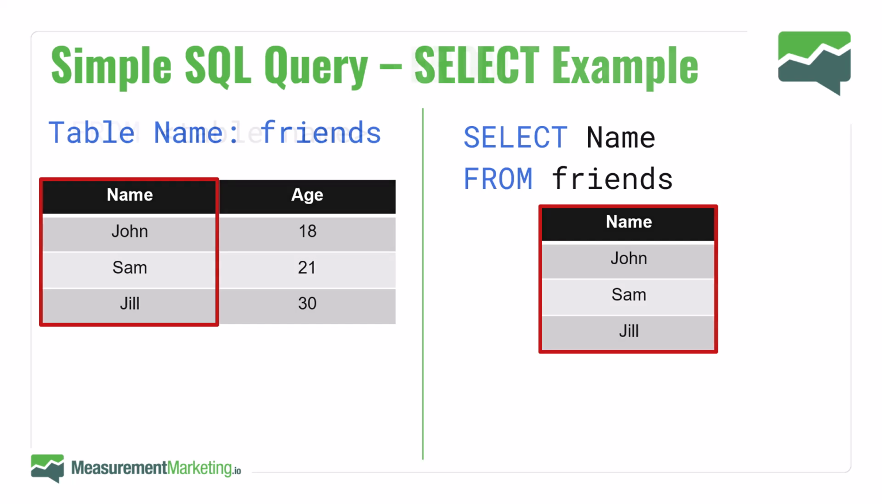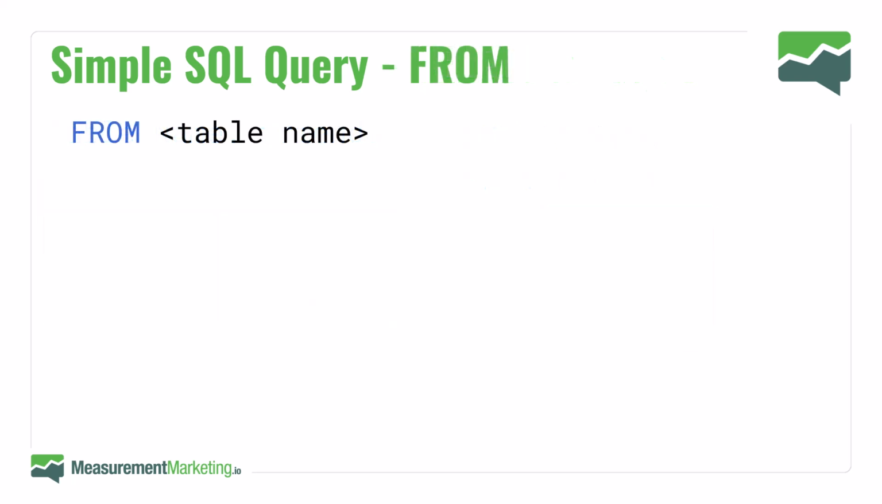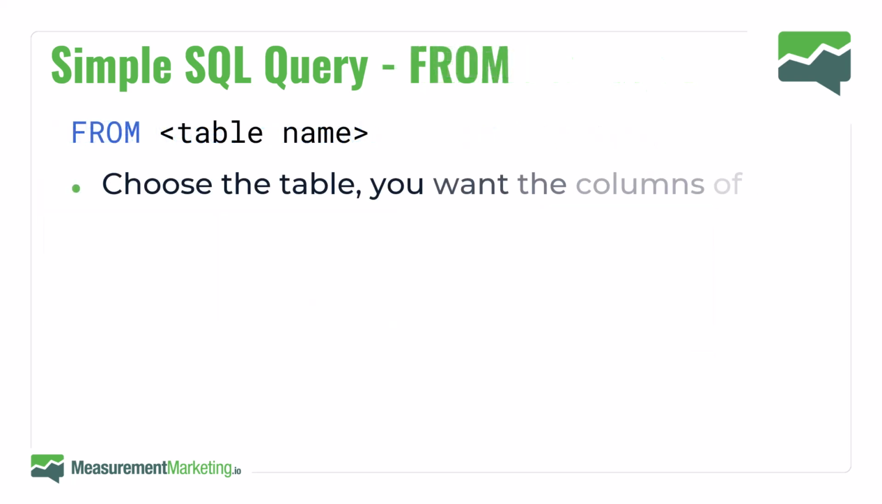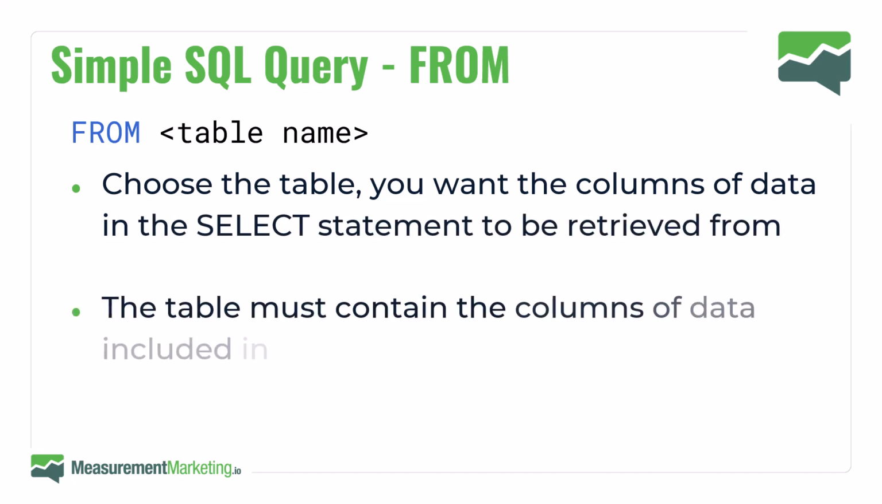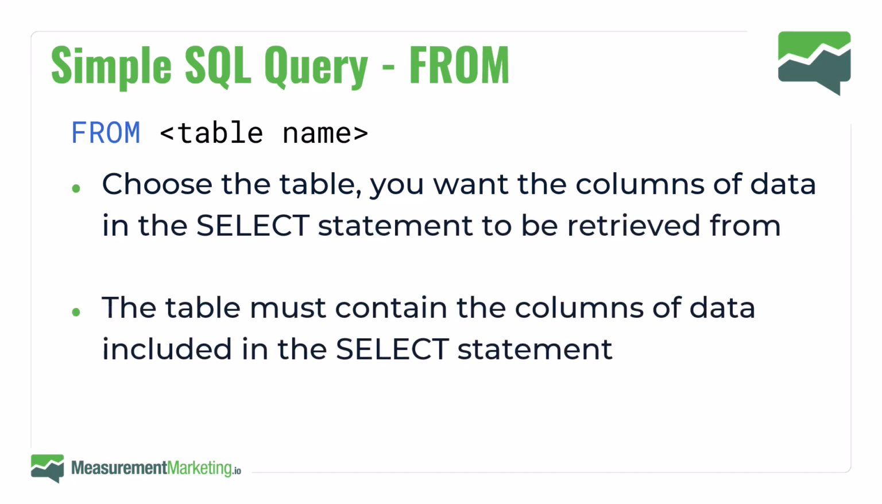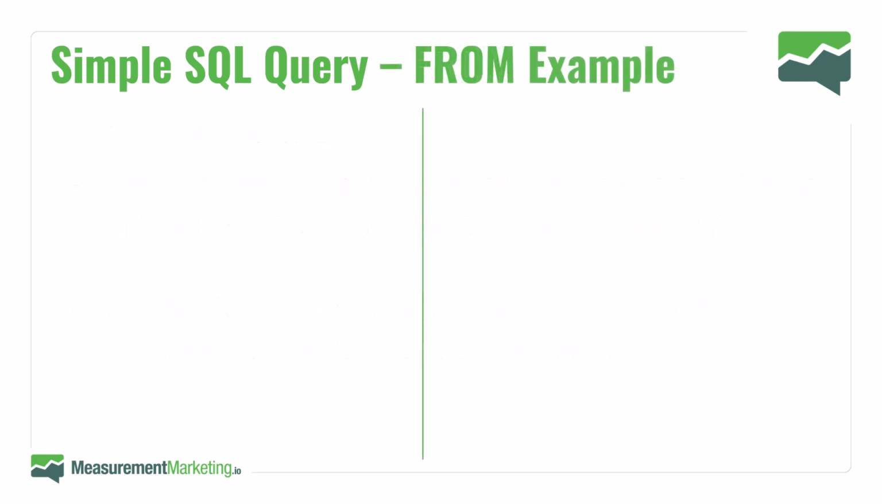Okay, now let's break down the from part. The from part is all about stating the tables you want the data to be retrieved from. Basically, it is what table am I going to? That's the way I like to think about it, is what table am I looking in? Now, let's go through a simple example.